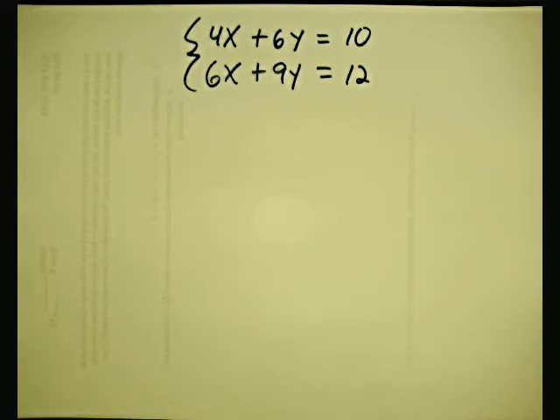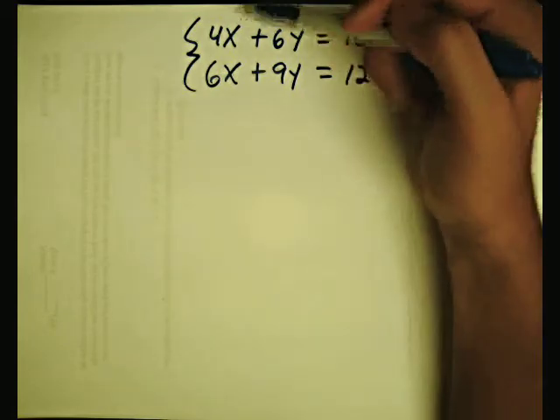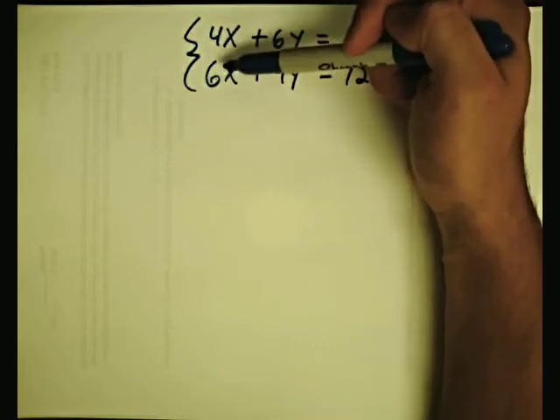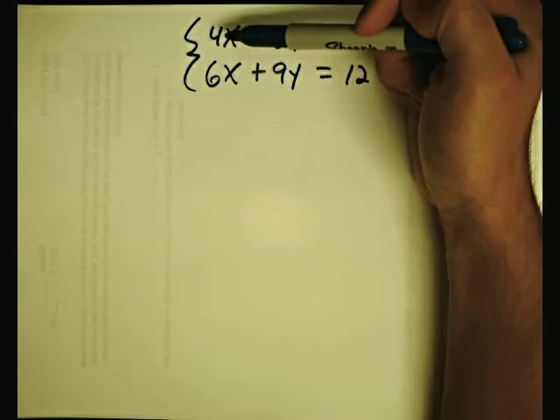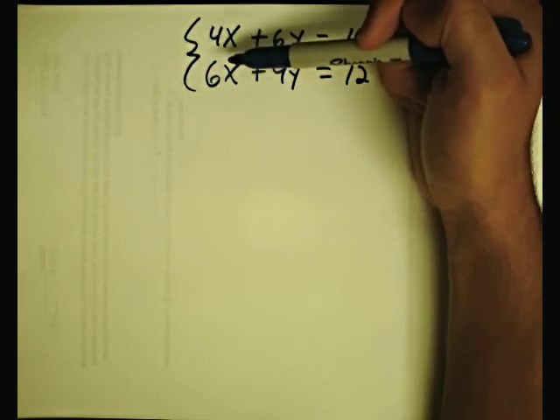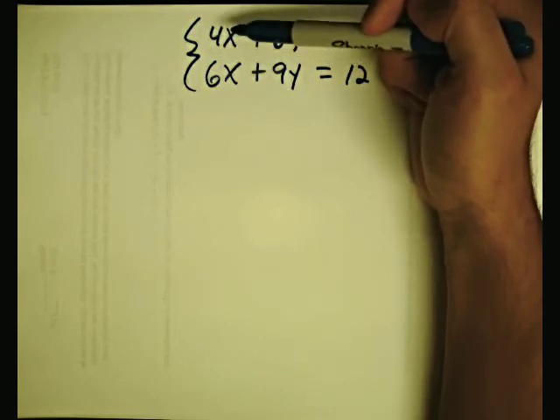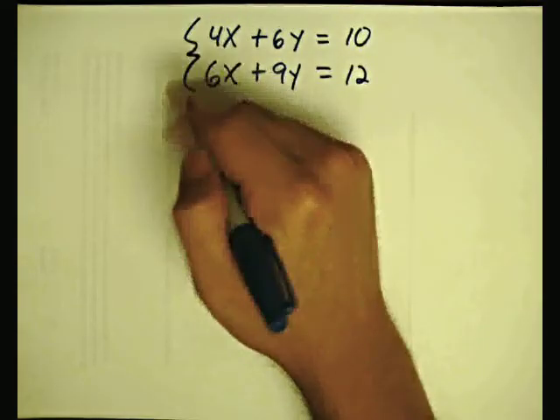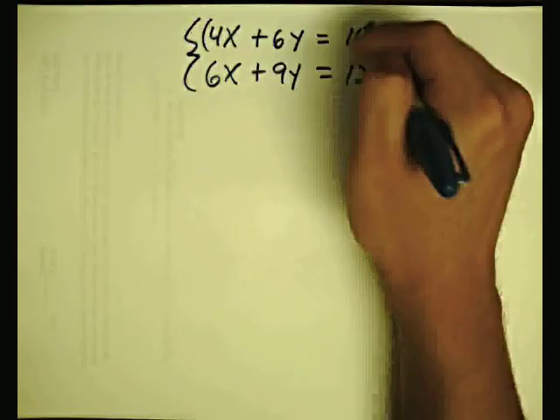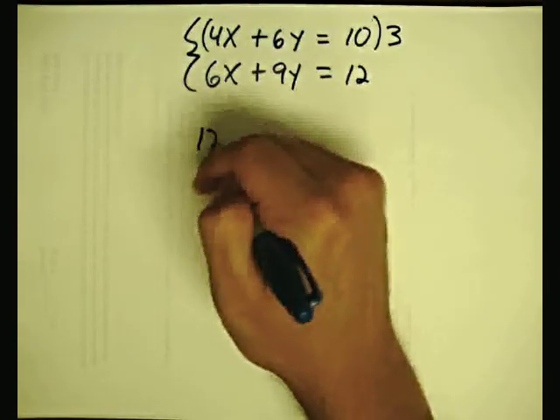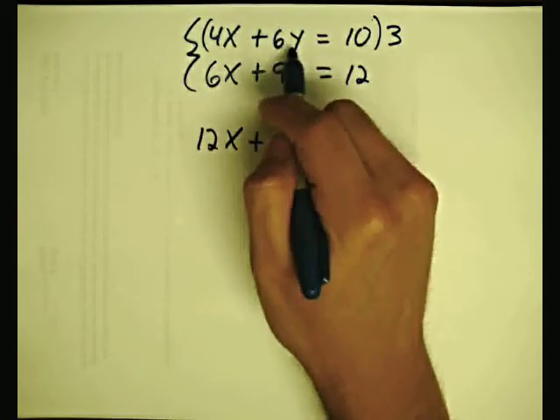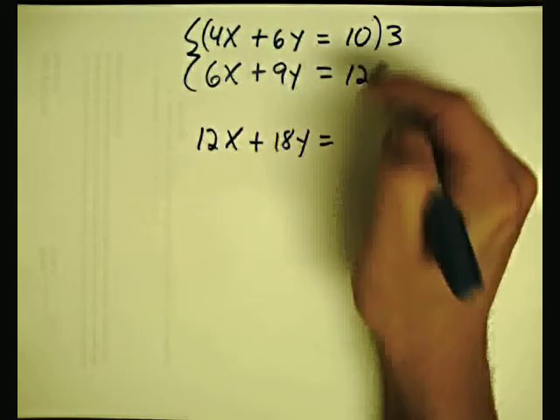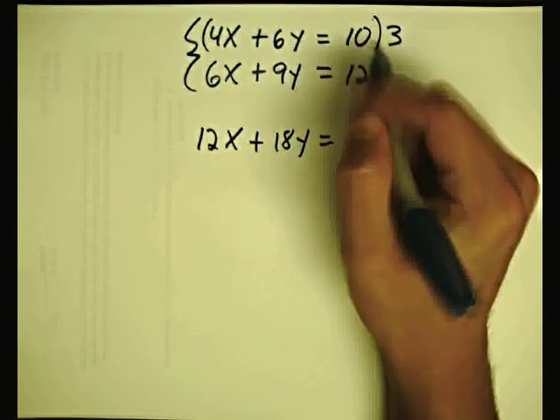Let's say we want to make the x's match. So for x, we have a 4 and a 6. So we want to think of what's the smallest number that 4 and 6 divide into. And that would be 12. So if I multiply my first equation by 3, I will get 4x times 3 is 12x plus 6y times 3 is 18y equals 3 times 10 is 30.